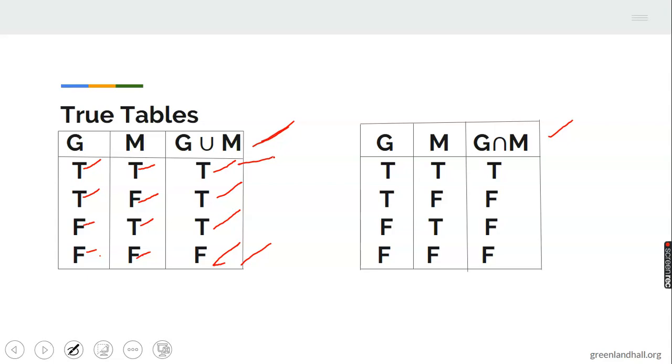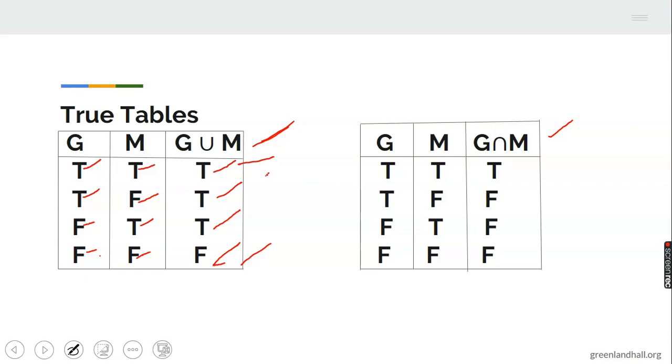Now we have here the meaning of this disjunction: for two statements, it can only be false if both of them have truth value false. Otherwise, it's always true.